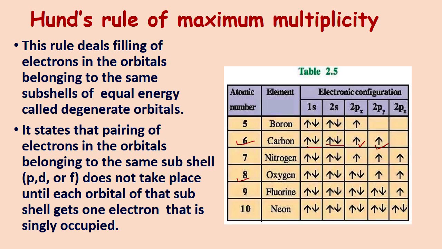For example, in carbon, two electrons go in the 1s, two electrons enter 2s, one electron enters 2px, and the next, the sixth electron, does not enter the 2px; it goes to the 2py orbital. So the pairing will not take place until each orbital of that subshell gets one electron. Like in oxygen, the pairing of electrons starts with the fourth electron in the 2p subshell.